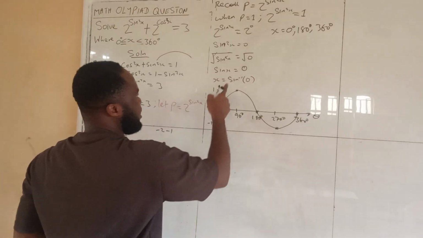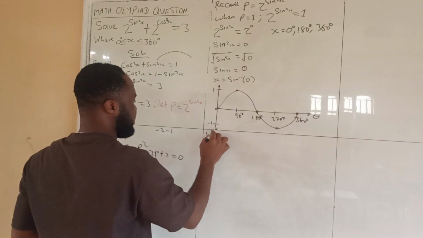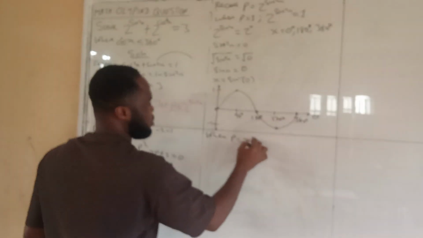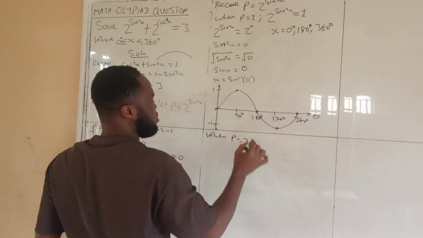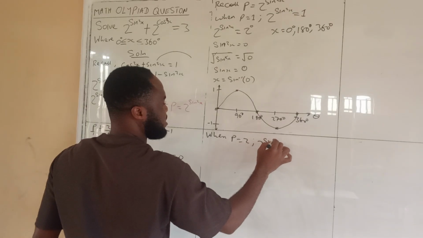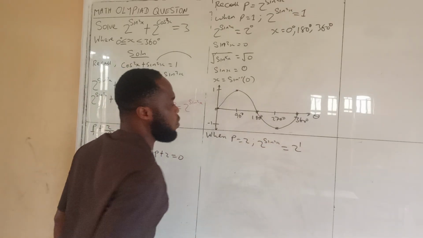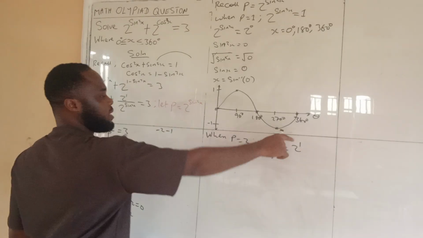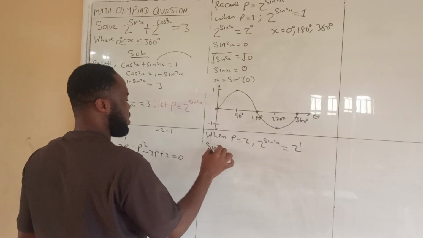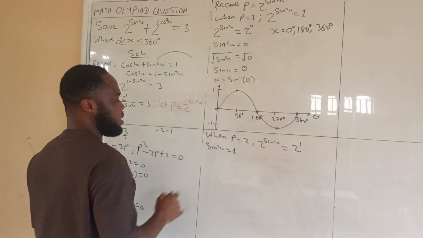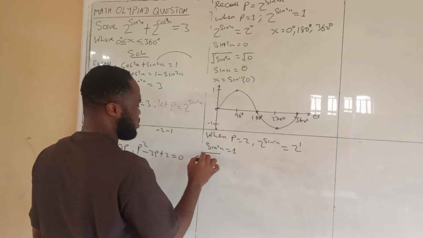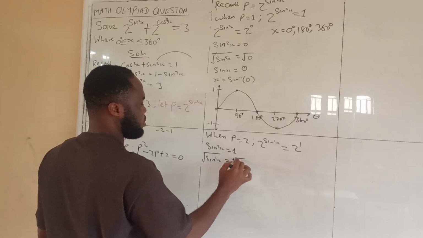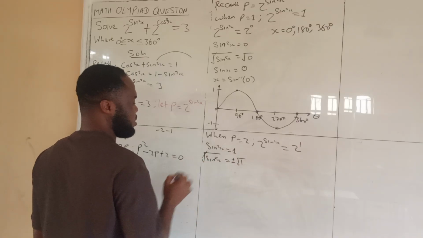Now, again, let's look at when our P is equal to 2. So we're going to have that 2 raised to the power of sine square x is equal to 2 raised to the power of 1. Since they already have a common base, we equate the powers, which is sine square x equal to 1. To eliminate this square, we square root both sides, which is plus or minus the square root of 1. Cancel this, cancel this.